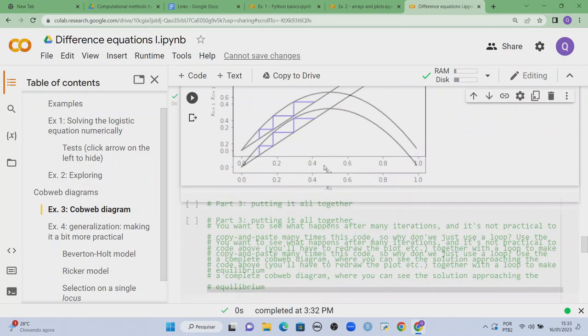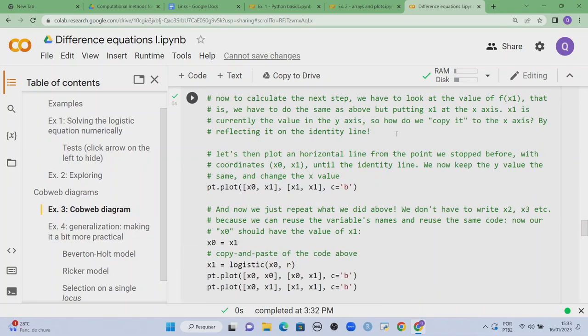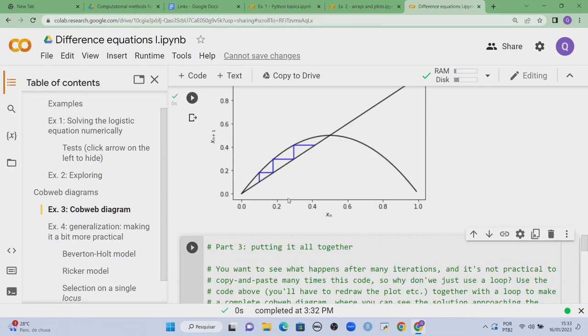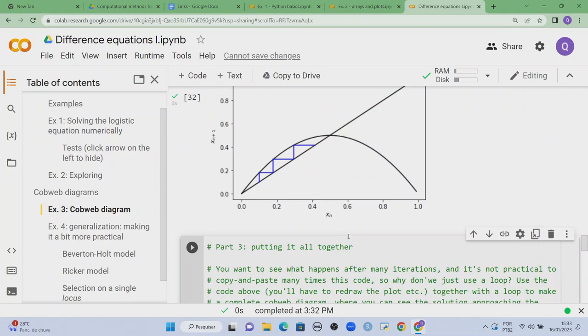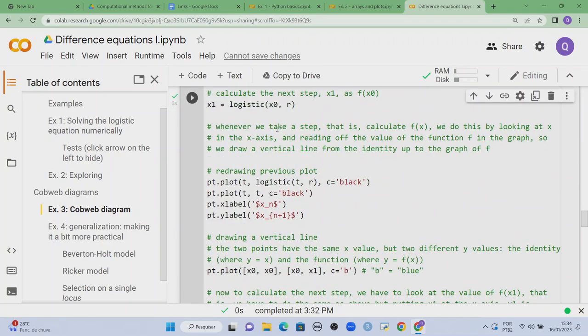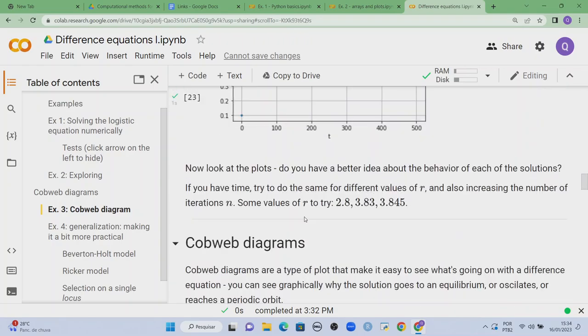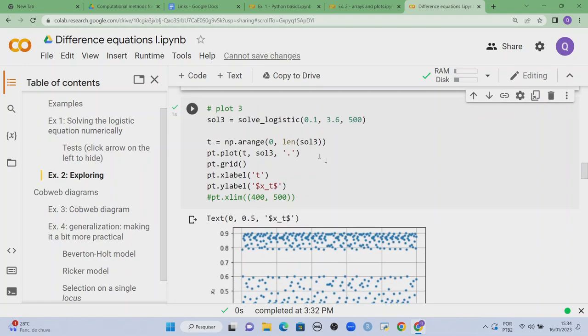So this is part 3 of the exercise. I want you to put it all together. Copy this all over here, down here, but now with a loop to repeat this step many times, so that you see it actually approaching the equilibrium point. And then try to do this for different values of R. Here I started with R equal to 2, but now you might try this with R equal to 3.01 or 3.0 or 3.6 and see what the cobweb looks like, okay?